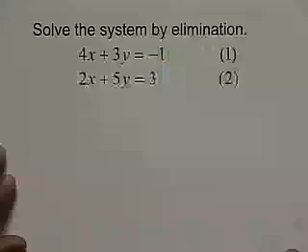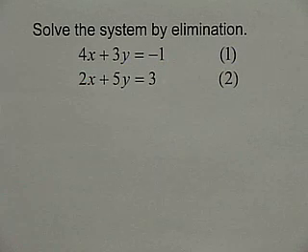Here we're given: solve the system by elimination. The first equation is 4x plus 3y equals negative 1, and the second equation is 2x plus 5y equals 3. So what we want to do is multiply either the first or the second equation by a non-zero number that will help us to eliminate one of the variables.